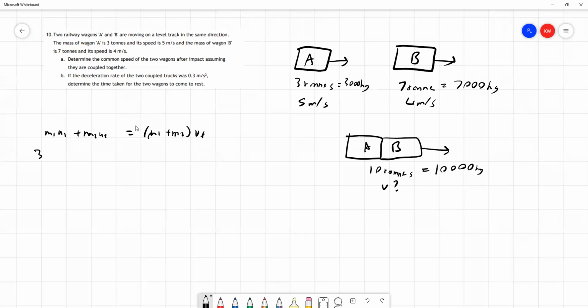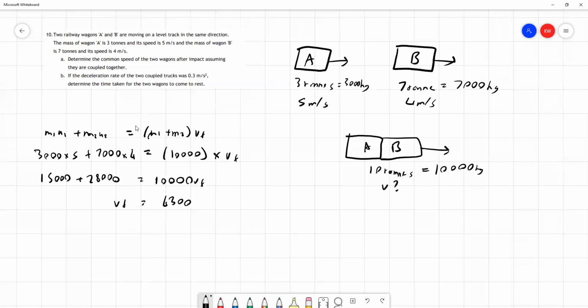So we've got 3,000 times 5 for wagon A, we have 7,000 times 4 for wagon B, and then we've got 10,000, which is our combined mass, times Vf, which we don't know. So let's tidy this up a bit. 15,000 plus 28,000 equals 10,000 Vf. So Vf is equal to 43,000, which is the left-hand side added together, divided by 10,000. And as you can see, that's going to be 4.3 meters per second. So that's the final velocity.